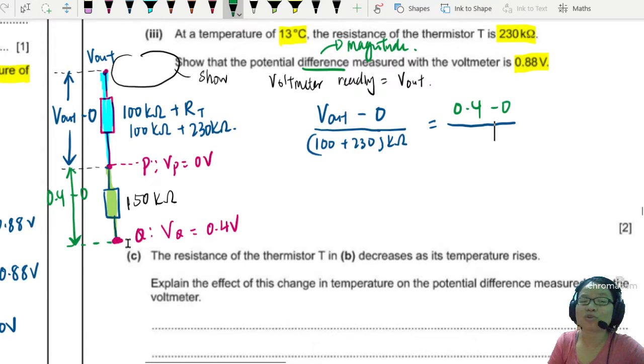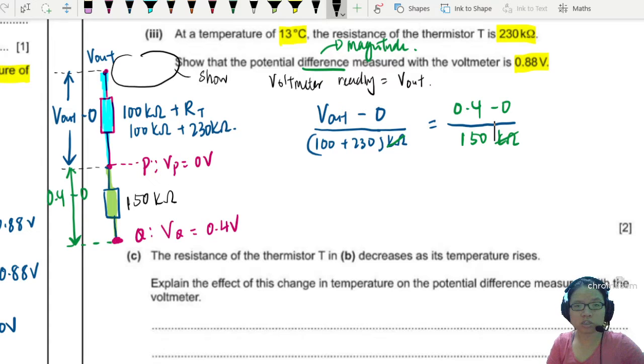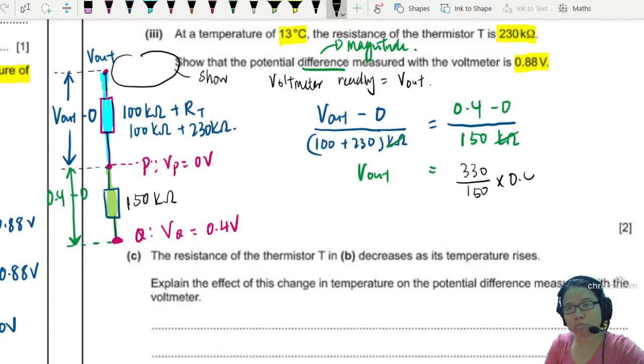Here, the blue one is V out, the green one will be 0.4. We're trying to show V out. Don't forget to ratio the resistor. This is 150 kilo ohm. Kilo ohm can cancel, so we can rearrange our calculation. Here you will have V out is equal to, cross multiply, 330 over 150 times 0.4. So this number will give you 0.88. Let's pray. 330. Joking. Very nice, 2.2. So this is 0.88.